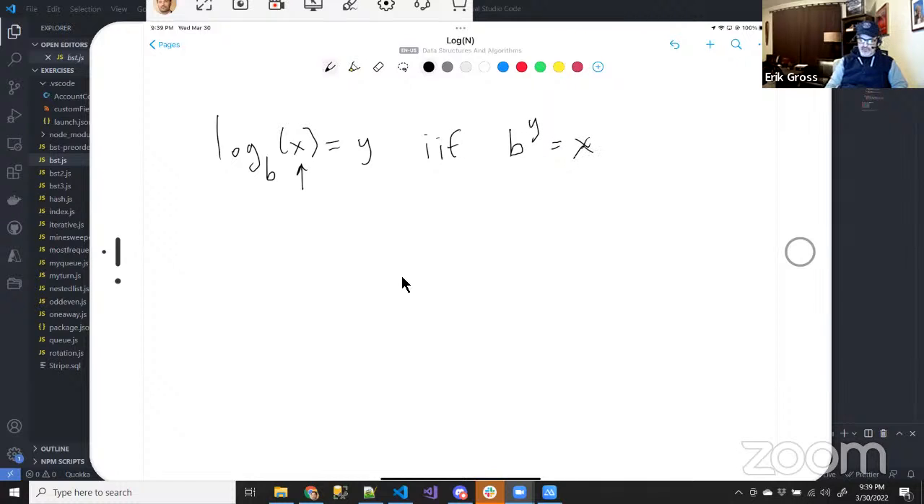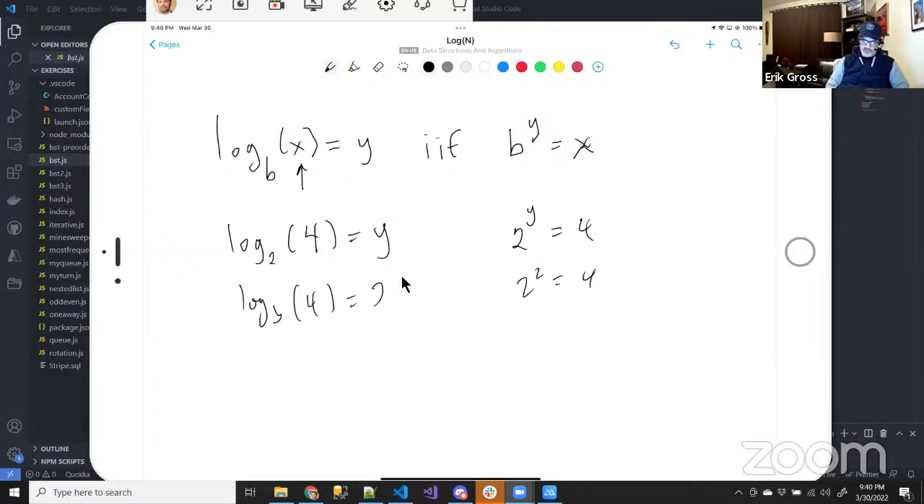Now I'm going to see if I got that right by plugging in some real values. Let's try log base 2. We know this number. I'm going to go 4 is equal to what? Y. Well, then I've got the base 2 to the power of y equals 4. Well, 2 to the power of 2 equals 4. So log base 2 of 4 is equal to 2.